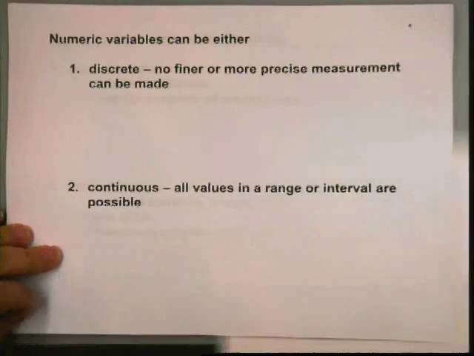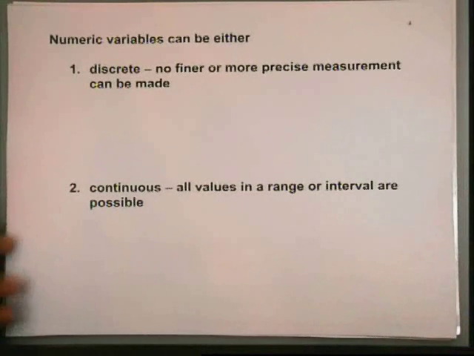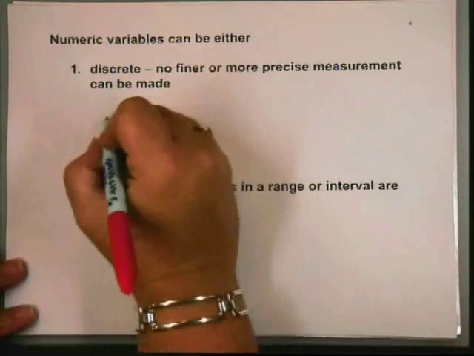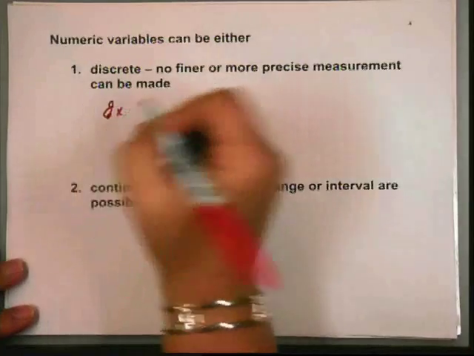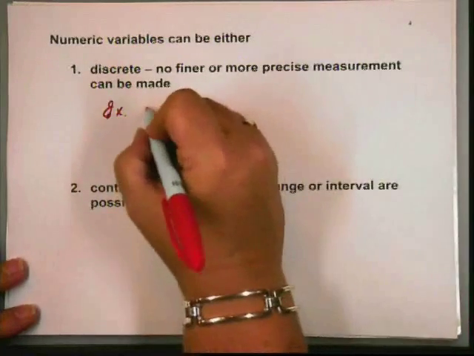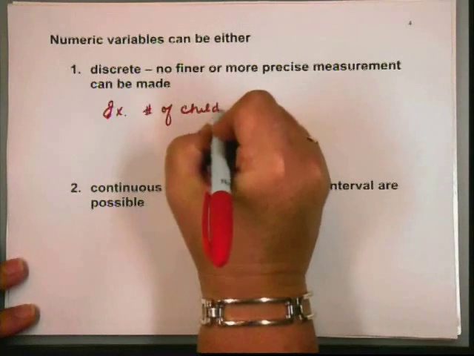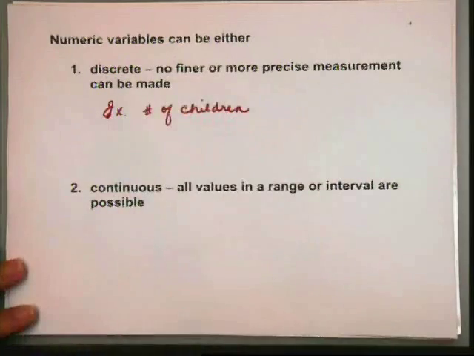Among numeric variables, we can talk about discrete or continuous variables. A discrete variable means that no finer or more precise measurement can be made. So if we think about discrete variables, number of children: you either have 1 child or 2 or 3. You don't have 2.7 children. There's a finest measure that is achieved.